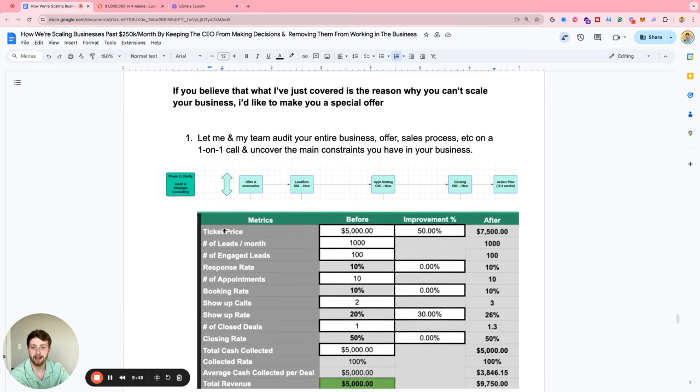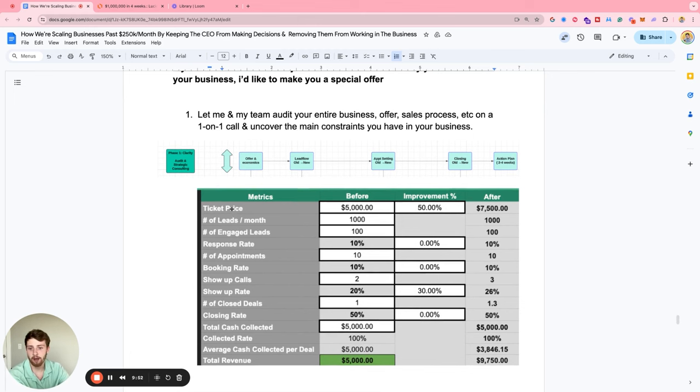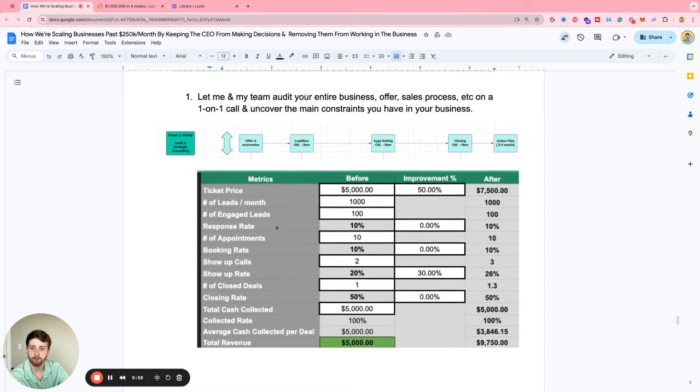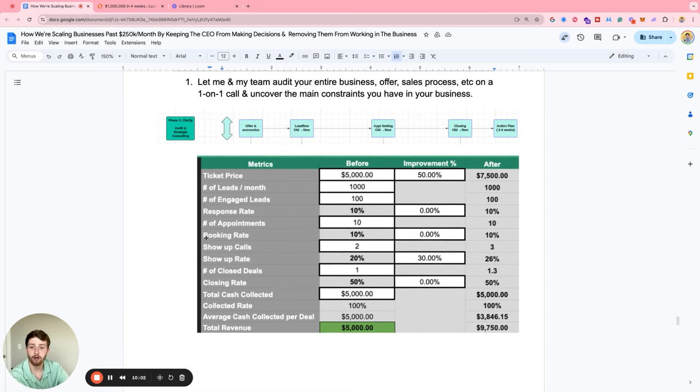And so here's the metrics that we really focus on, okay? Ticket price, so how much you're charging, right? Number of leads you're getting per month, number of engaged leads, right? Response rate, number of appointments, number of booked calls, like what's the booking rate, right? How many show up? So how many show up to calls?